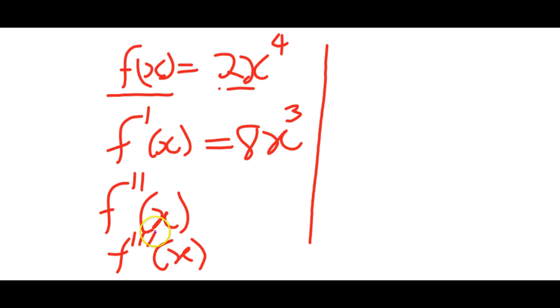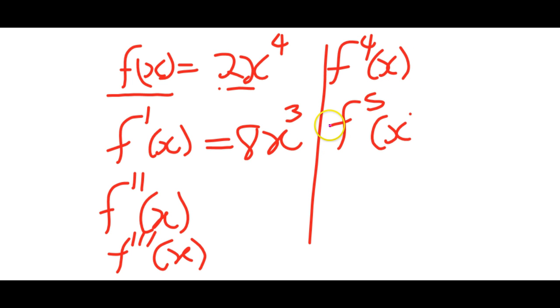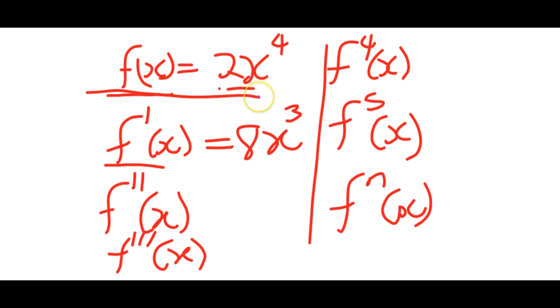When you go further, instead of going to IV, you can write it as f superscript 4 of x. Then the fifth one can be written as f superscript 5 of x. And this can continue on and on until we have f superscript n of x. And so we can have the first derivative, the second derivative, and so on. If this is the original function, this is the first derivative, second derivative, third, fourth, fifth, and so on and so forth.